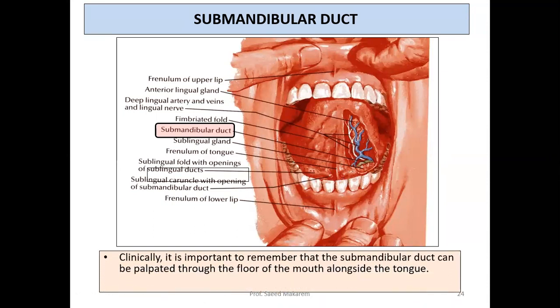Clinically, it is important to remember that the submandibular duct can be palpated through the floor of the mouth alongside the tongue. So you can palpate this duct alongside the tongue, and you can even trace the openings of this duct just beside the frenulum. Saliva can usually be seen emerging from the orifice of the duct. If you lift the tongue and look, you can see a small quantity of saliva coming into the oral cavity through these openings.